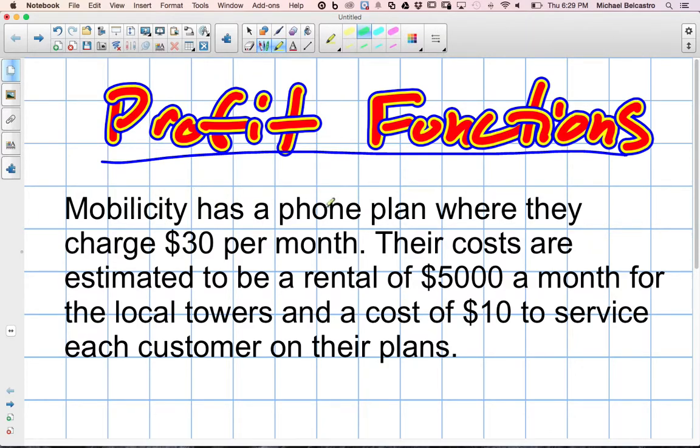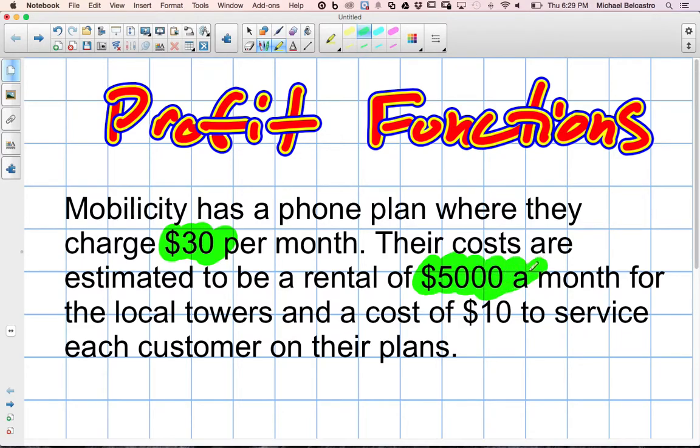Mobilicity has a phone plan where they charge $30 a month. That's pretty realistic. I think that's what they charge-ish. And we've estimated that their costs are a rental fee of $5,000 a month for the local towers. Okay, that might be reasonable, depending how much they rent them off of Rogers or whoever it is, TELUS. And it probably costs them around $10 each customer to service them. They've probably estimated that, some customers more, some less, but that's probably the average cost per customer.